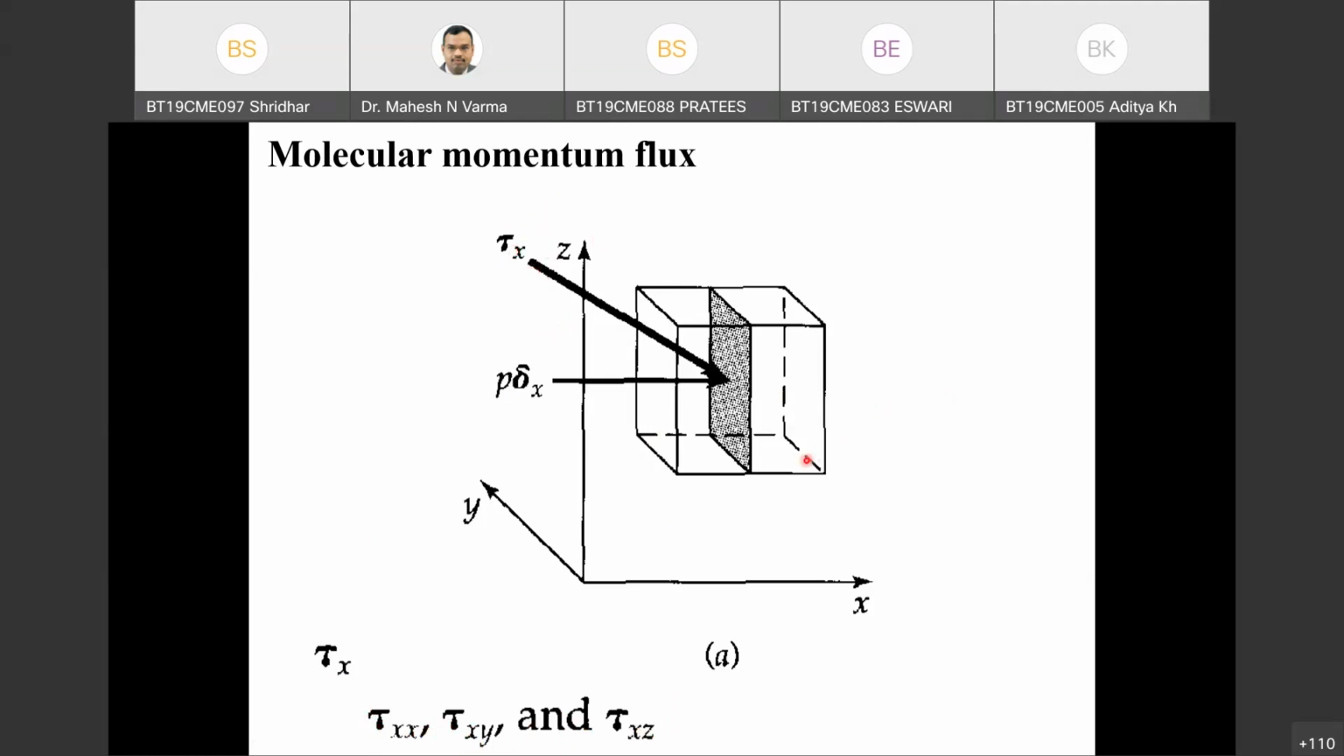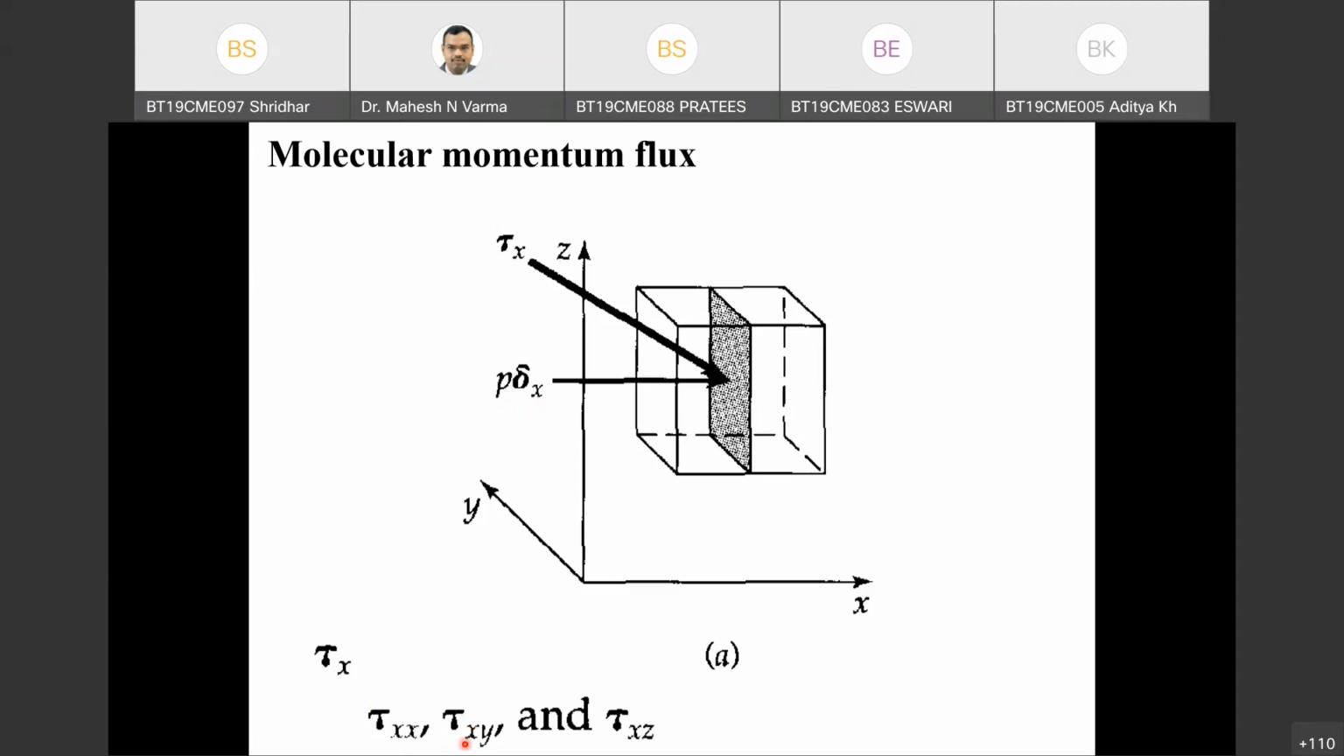That can be because of the gradient of x velocity, so tau xx. It can be because of the gradient of y velocity. It can be because of the gradient of z velocity. So three components of x momentum will be tau xx, tau xy, and tau xz. But p into delta x will be only in the direction of x. If flow direction is in the x direction, it will get added up. This will be the pressure forces, so momentum flux because of pressure forces. Now this we have already discussed.